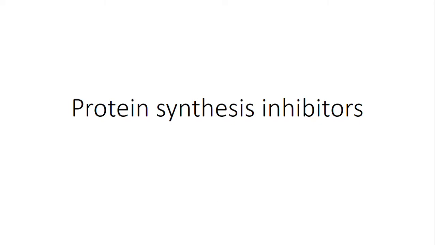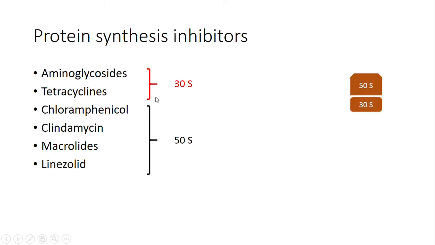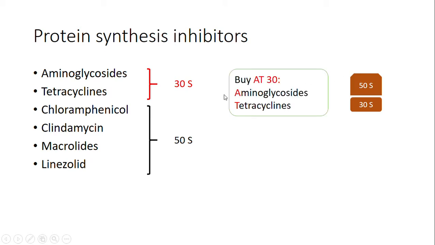The protein synthesis inhibitors. In this group, we will discuss the aminoglycosides, the tetracyclines, chloramphenicol, clindamycin, macrolides, and linezolid. We divide the protein synthesis inhibitors according to their target, either the small subunit, which is the 30S, or the large subunit, which is the 50S. The way to remember them is the phrase "buy AT 30". So aminoglycosides and tetracyclines inhibit the 30S subunit, and the rest inhibit the 50S.